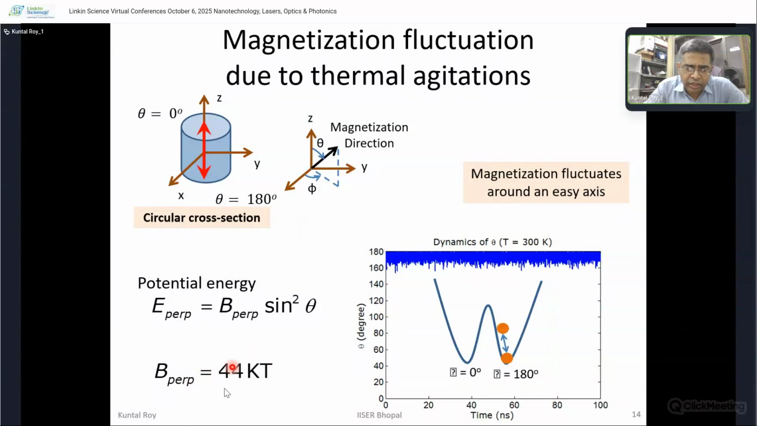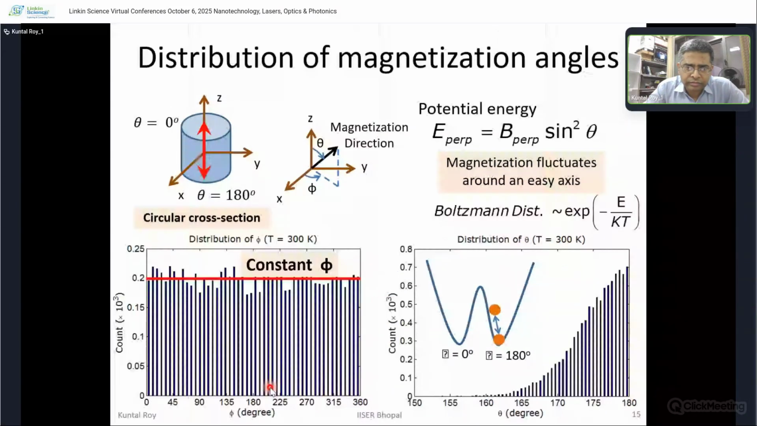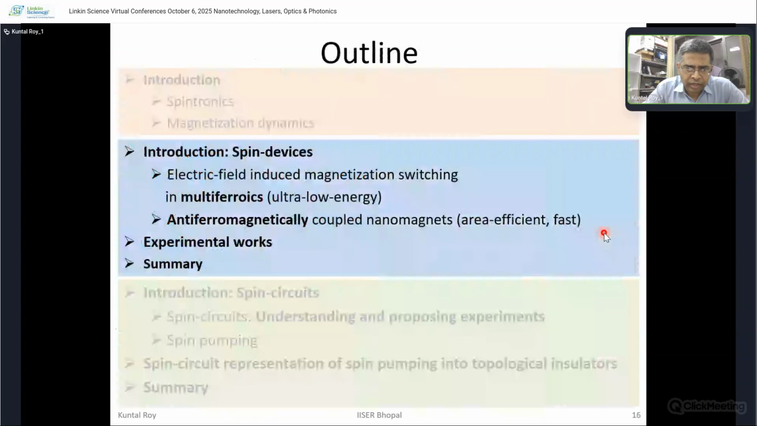This 40 kT energy barrier is equivalent to 10 years data retention time. So it is quite industry standard. And if we do such simulation, we can see a very nice Boltzmann distribution. And we can also see the azimuthal angle. It is quite constant because it is a circular cross section, and it quite matches the energy barrier corresponding to the Boltzmann distribution. It shows that our understandings are correct.